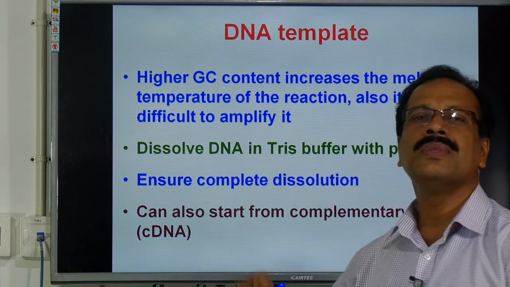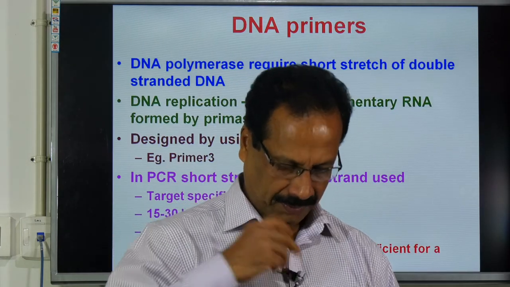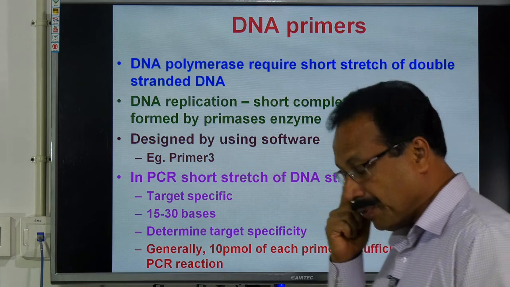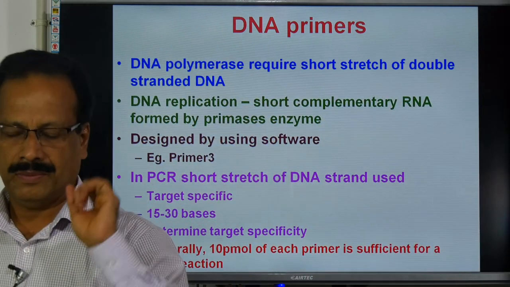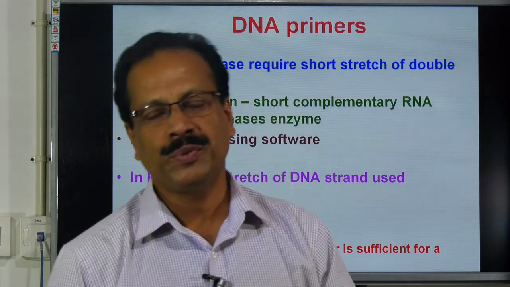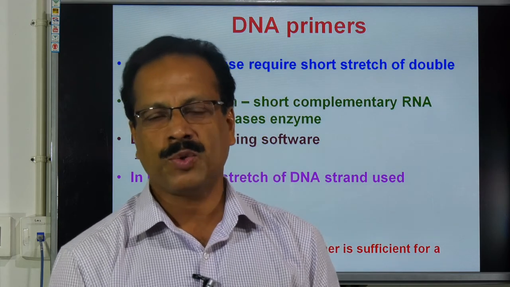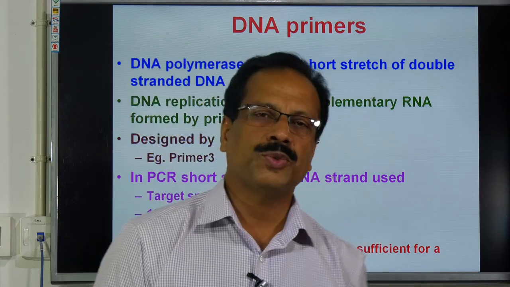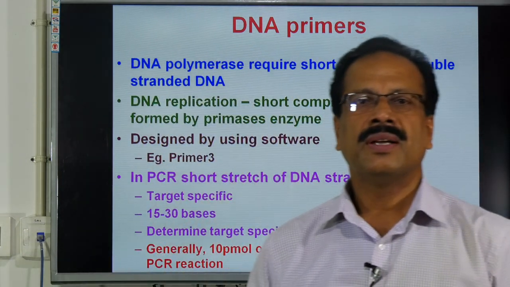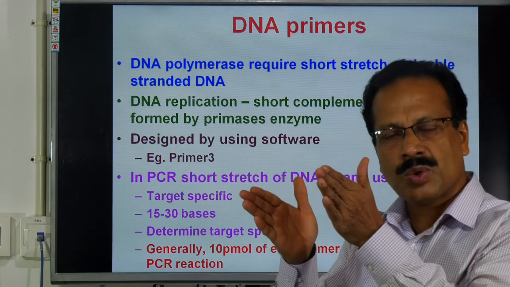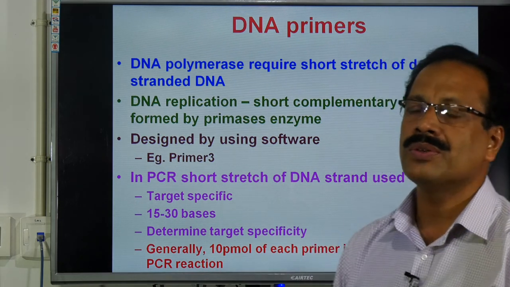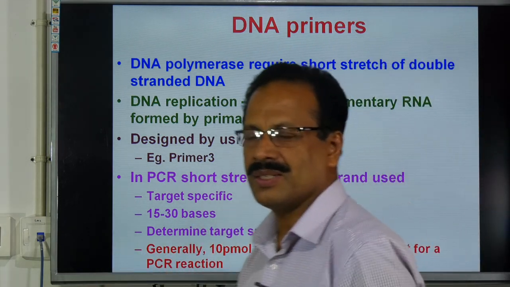So you can also start from the primer. So as I said before, within the cell, for the DNA polymerase to act, it can start only from a short stretch of double-stranded DNA. So within the cell, the strands get separated, and the primase enzyme produces a short stretch of RNA molecule that is complementary to the starting point of the replication. So that part is all there.